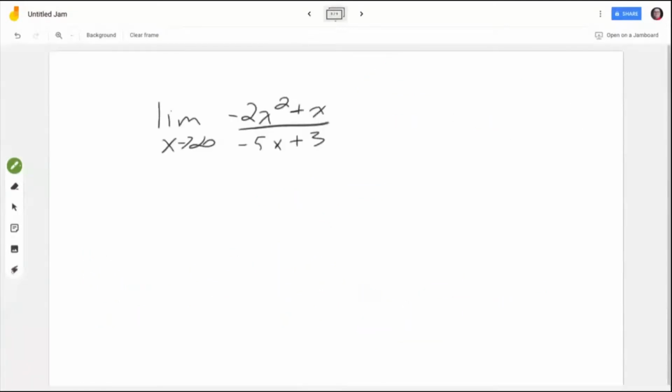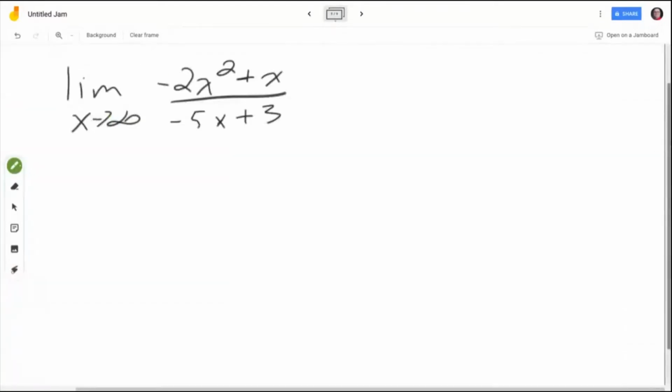And one last one. It's the same function, but I have changed the sign in the denominator. It was -2x squared plus x over 5x minus 3, but now it's -5x plus 3 in the denominator. We're still going to positive infinity. Maybe we'll look at negative infinity after. So we see higher degree in the numerator than the denominator, so we know this is heading towards plus or minus infinity. We just got to figure out which one.